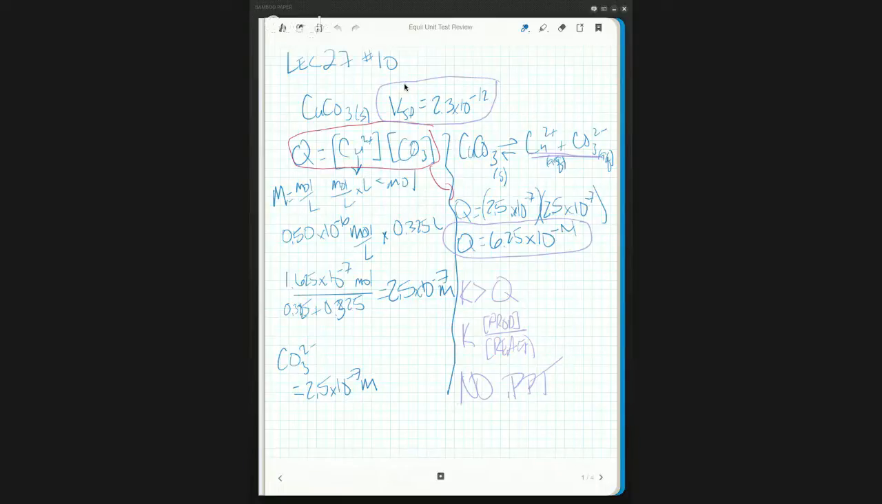It says a 350 milliliter saturated solution of magnesium hydroxide is prepared at 25 degrees Celsius. The solubility product, the Ksp, is 1.8 times 10 to the negative 11th, I think. Let's try a new paper here.